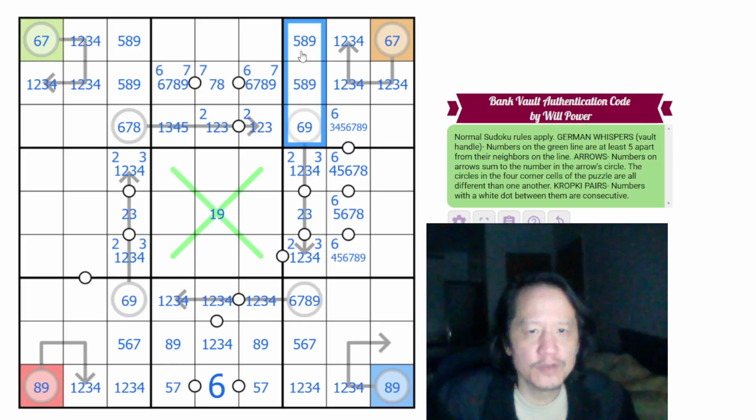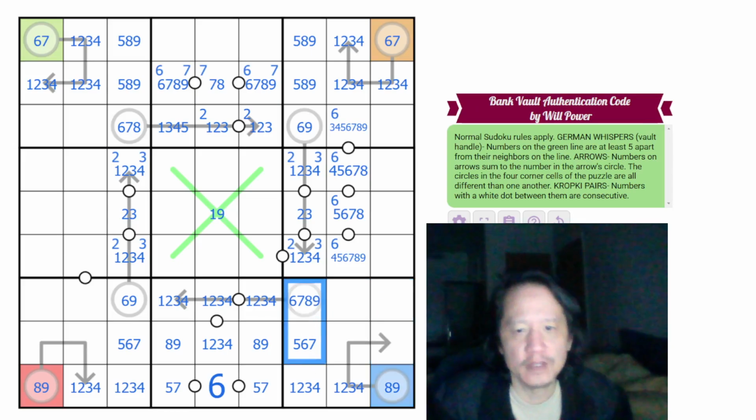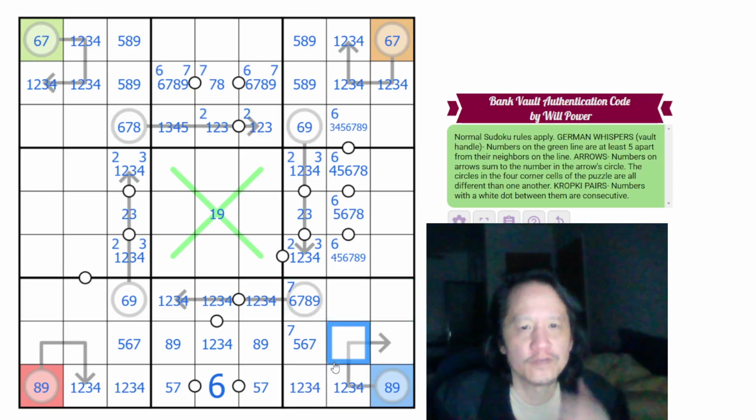Well, neither of these cells can be 7. None of these cells can be 7. Where is the 7 in column 7? It has to be one of these two cells, which eliminates 7 from the rest of the box. I don't know if that tells us anything, though.